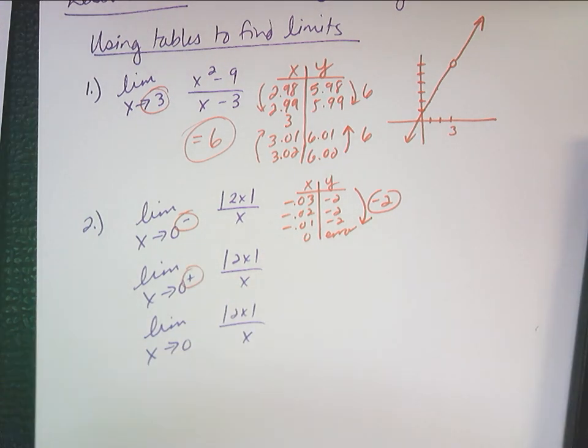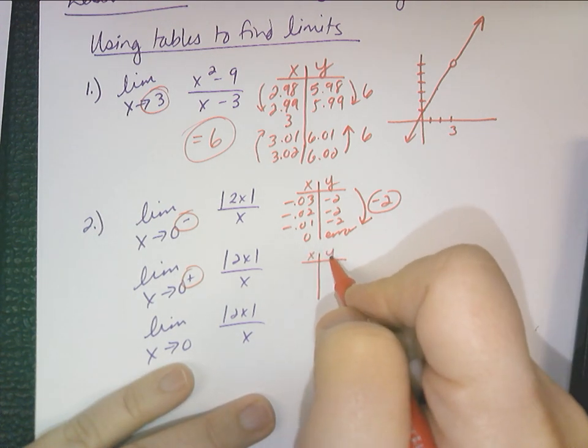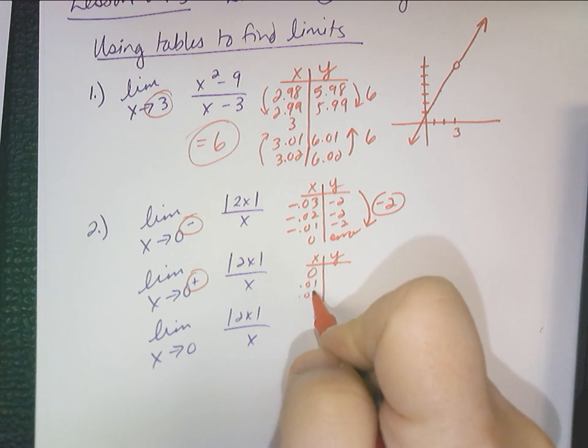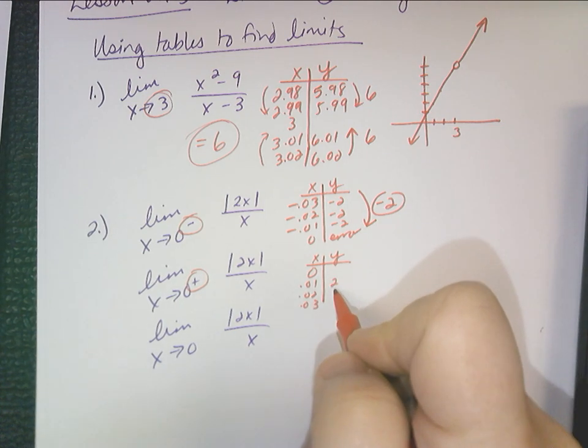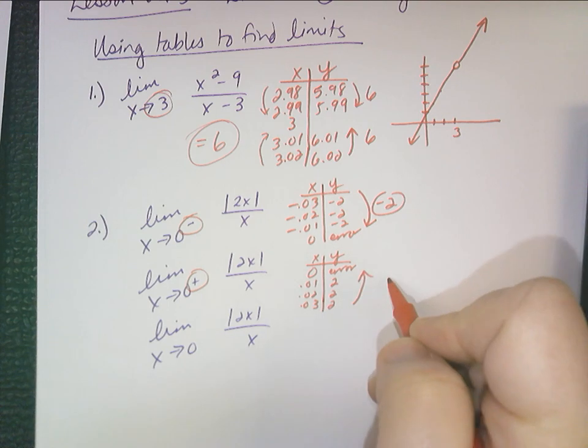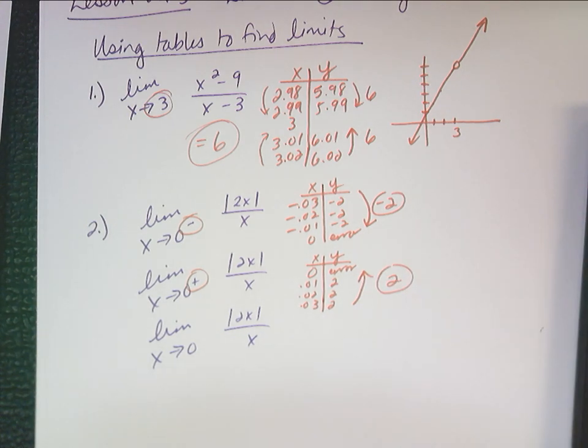This one, though, wants the right side of 0. So the right side of 0 on the table, you would then do the ones that are greater than 0, which is 0.01, 0.02, 0.03. And all those are 2, 2, 2. This one's your error. This side is approaching 2. That is the right-handed limit.